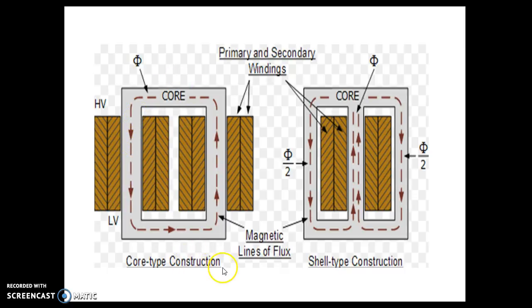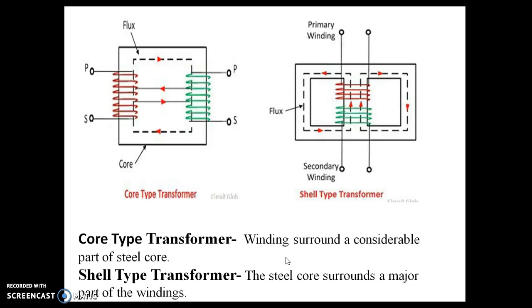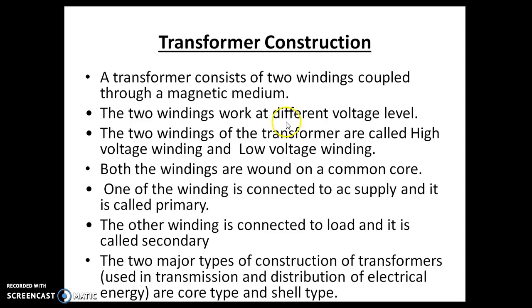There are two types of construction. As per the construction, the transformer is classified into two: one is the core type and the second one is the shell type. It has three main parts: two windings and one core. A transformer consists of two windings coupled through a magnetic medium.